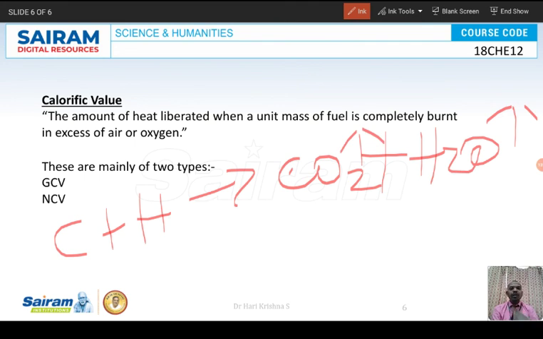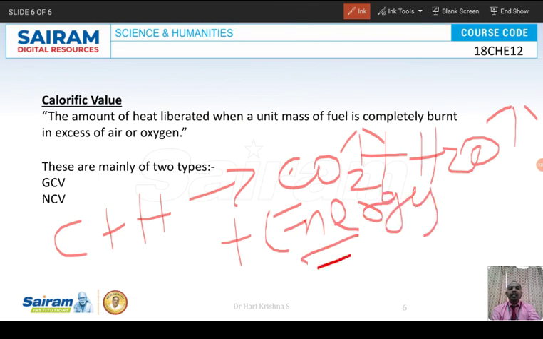Okay, so we want only the energy which is liberated. Only this energy we are going to calculate. Only this energy we want and not the energy liberated by water. So how to calculate this, we will see in our next discussion.